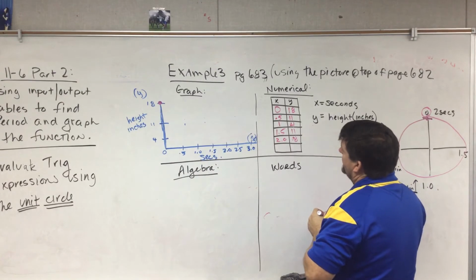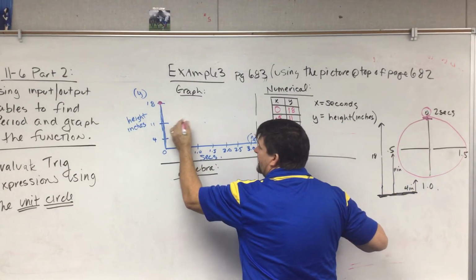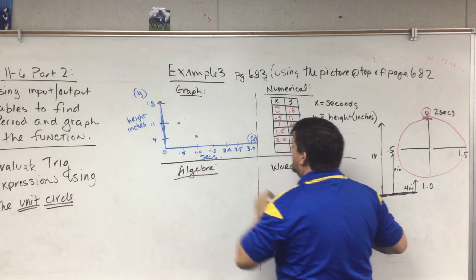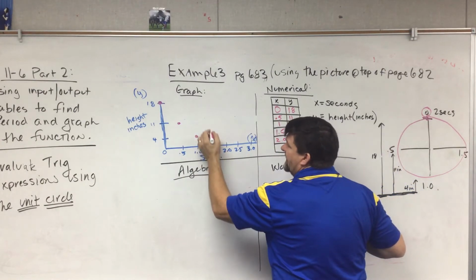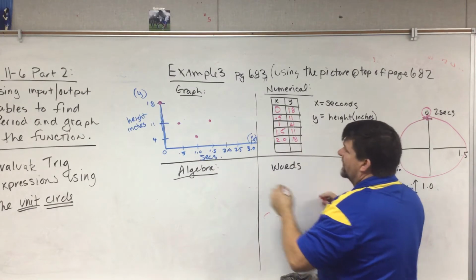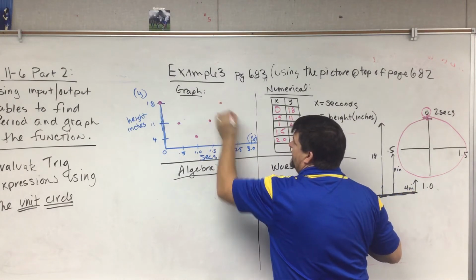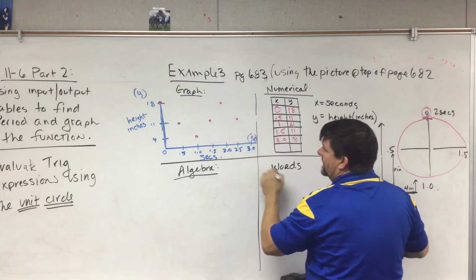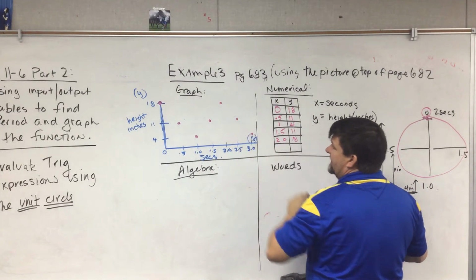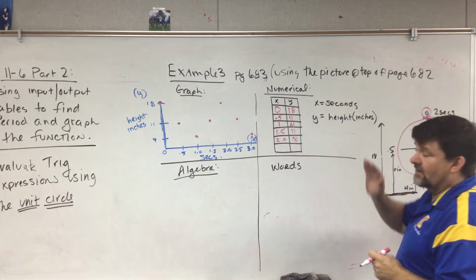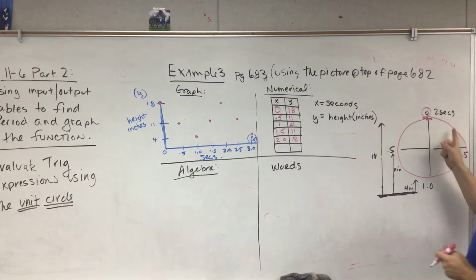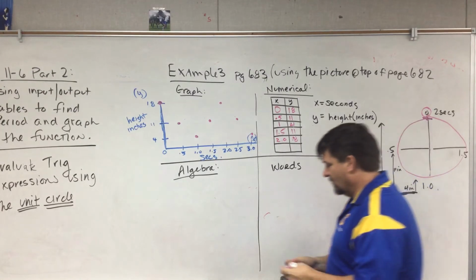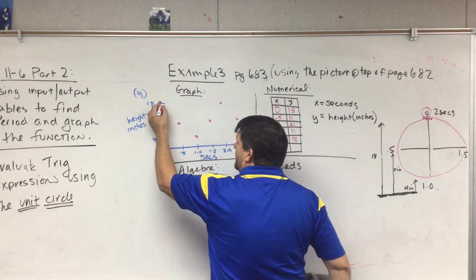At 0.5, I'm at 11. At 1, I'm at 4. At 1.5, I'm at 11. At 2.0, I'm at 18. At 2.5, I'm back down to here. At 3, I'm back down to here. So this thing starts to make a motion. And since it's on a circular path, your graph is curved. And we'll get to that soon. So our graph looks like this.